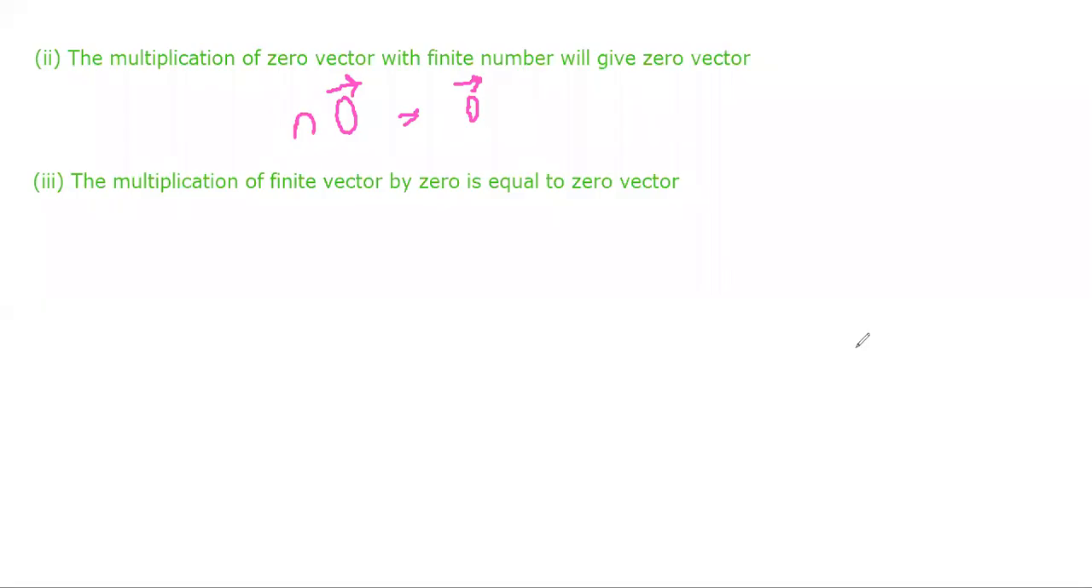The next property is, if you multiply a finite vector by 0, you will get a 0 vector. Let A vector be a finite vector, and if you multiply it with 0, you will get a 0 vector. So these are the properties of 0 vector.